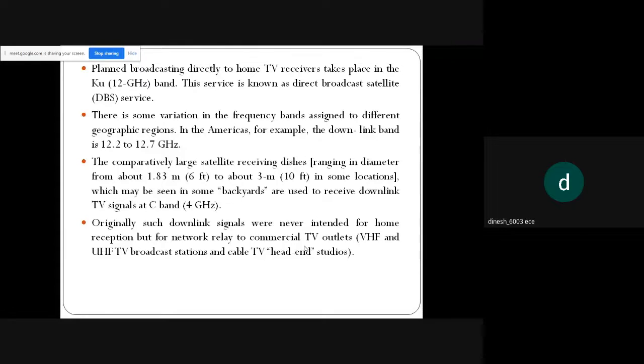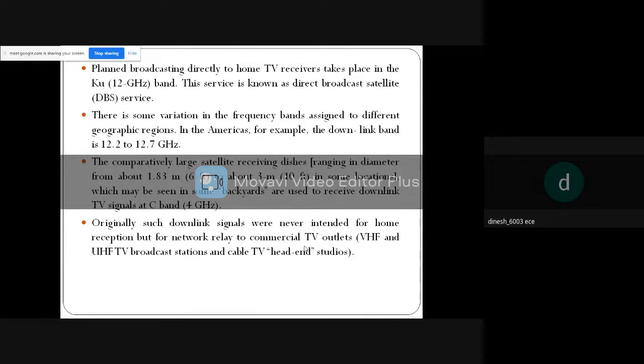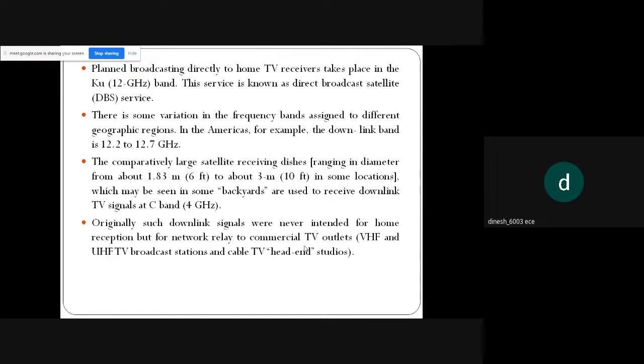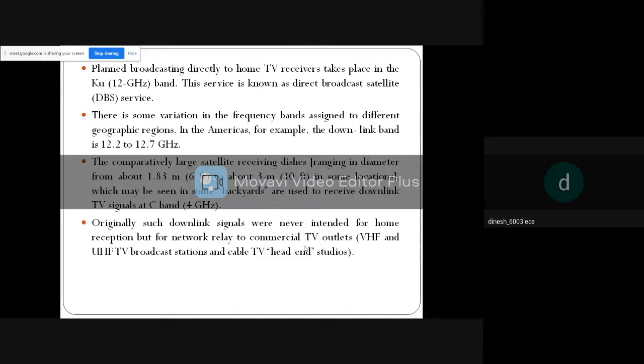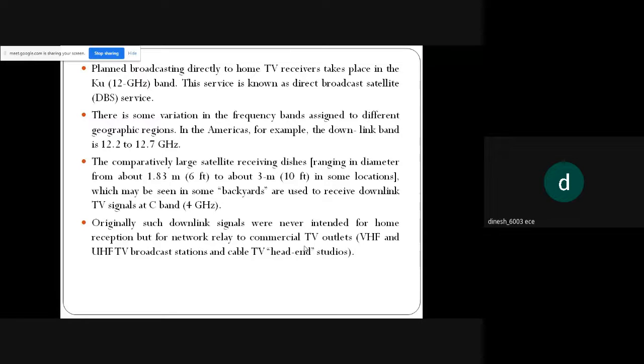Then comparatively larger satellite receiving dishes. Larger satellite dishes, as you can see in the diagram. These dishes vary with a diameter from 1.83 meter to about 3 meter, that is 6 feet to 10 feet in some locations, depending upon the geographical area or the range of coverage of the signal.